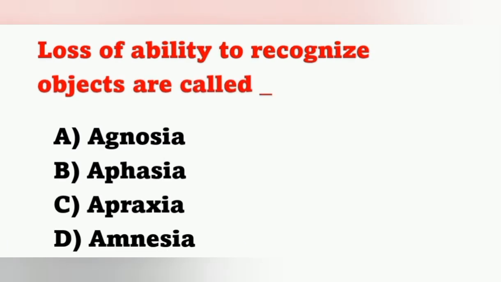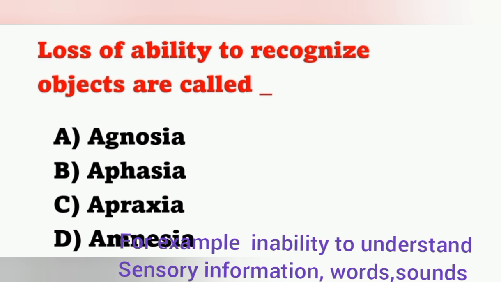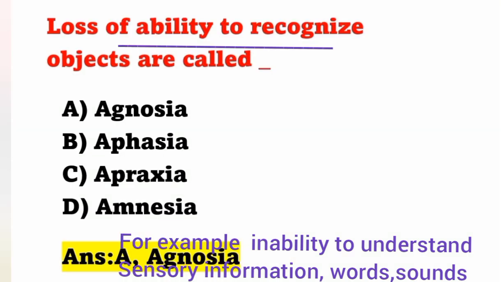And the next question, loss of ability to recognize objects is called. Options: option A, agnosia, option B, aphasia, option C, apraxia, option D, amnesia. The person can't recognize objects, which is called agnosia. Option A is the correct answer.